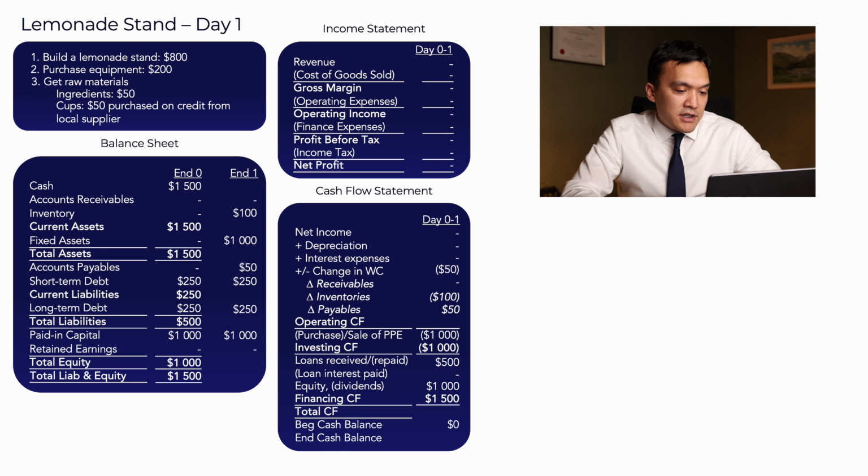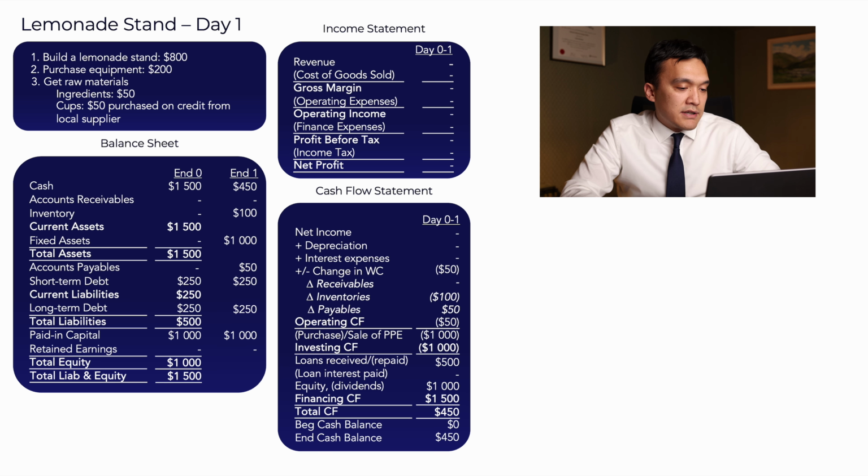So we have operating cash flow of minus $50, we have investing cash flow of minus $1,000, and financing cash flow of $1,500. And when we add this all together, we have a total cash flow of $450. So at the beginning of the period we had $0 plus total cash flow of $450. We have ending cash balance of $450. So we reflect this on the balance sheet.